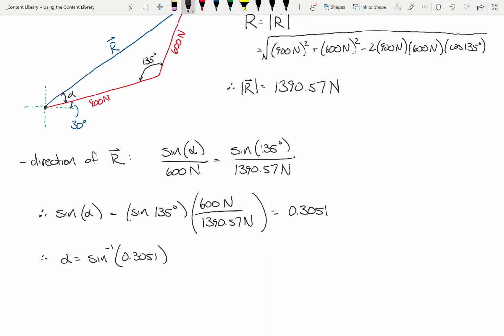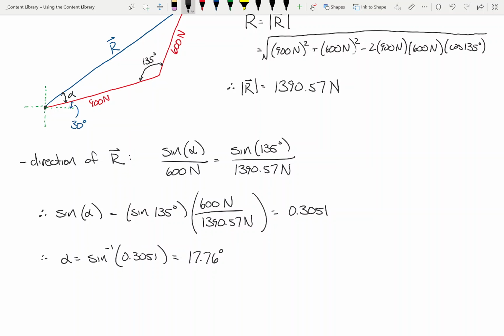Now, what I'm getting is something like 17.76 degrees. Anybody else get something like that? Okay, good. I saw you raise your hand too, so I think we can go with that. So far, so good? All right.